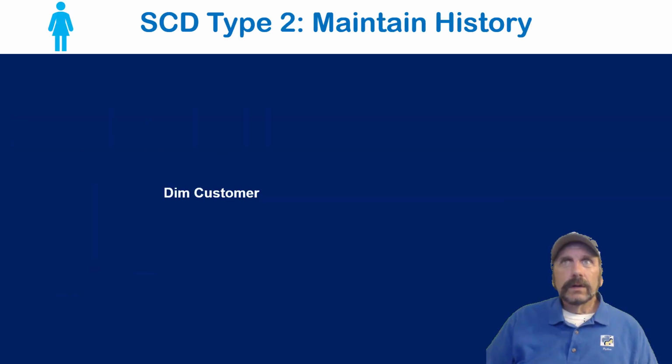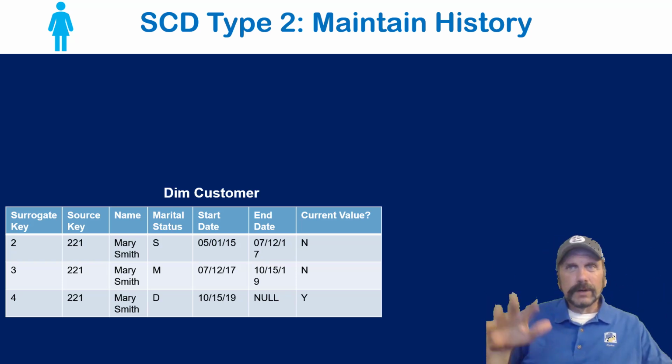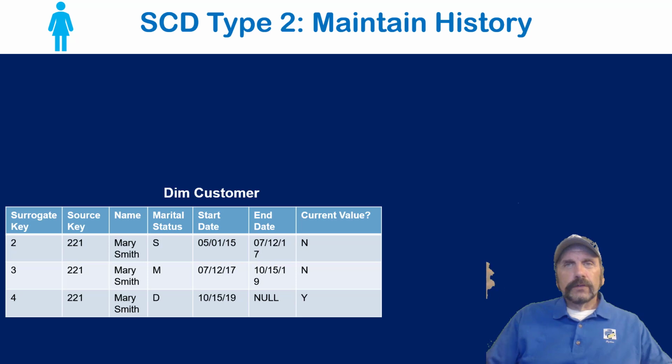Type 2 is what I call the other extreme. With type 1, we're just updating whatever it is. We've only got one row of dimension data, it's whatever it is, and you just leave it that way. The other approach is the other extreme. We're going to keep a versioning history.